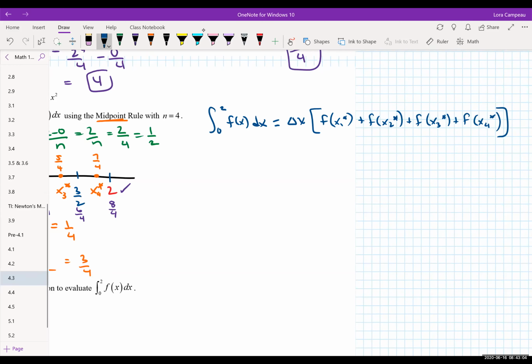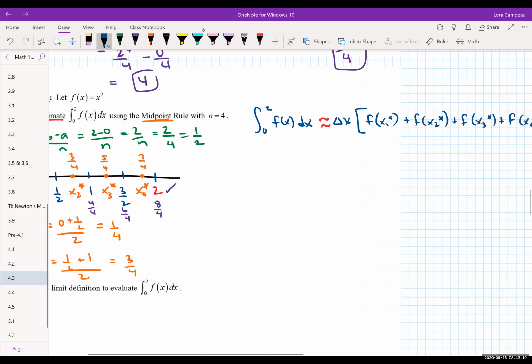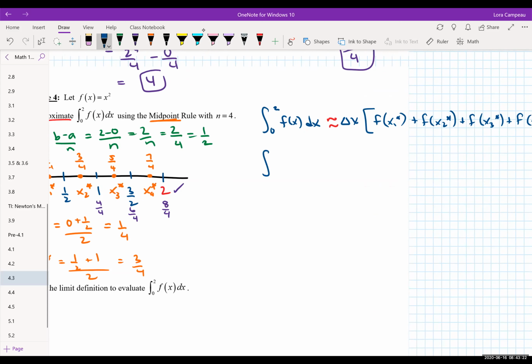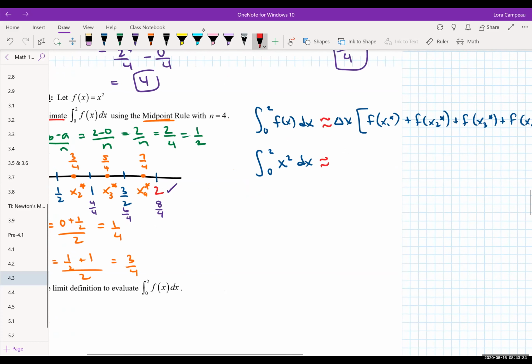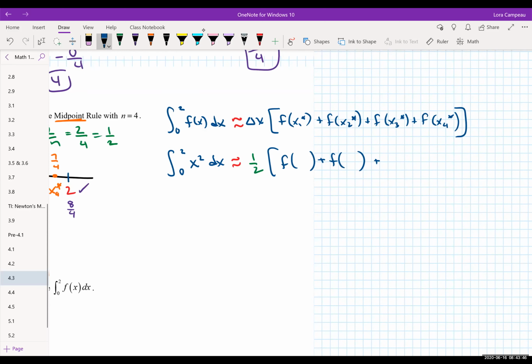That's our midpoint rule. Now, if you want to make this generic to our formula, and let me be a little more precise here. Technically, this is an approximation, so I'll use the approximate sign instead of equal. What were we trying to find? The integral from 0 to 2 of x squared dx. So now we have the approximation. Who was our delta x? That was 1/2. And now we're looking at the function evaluated at all our x1, x2, x3, x4 stars.